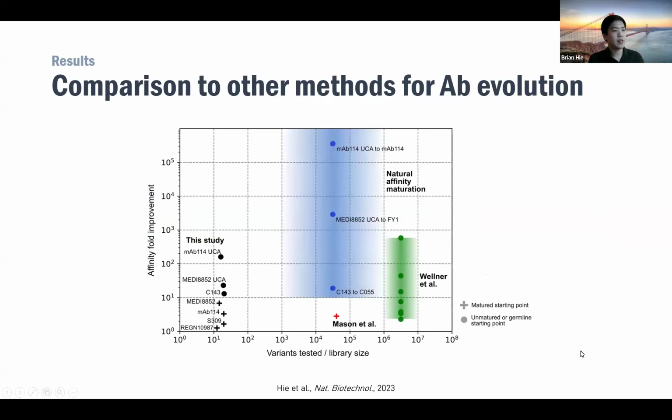Again, just underscoring this point, we really think the value of this approach is in this low N regime. In contrast to traditional approaches in artificial evolution, or even in natural affinity maturation, which test very large libraries of antibodies, here we're only operating in the tens of antibodies, really. And we sometimes actually get comparable results to approaches that rely on larger libraries for screening.